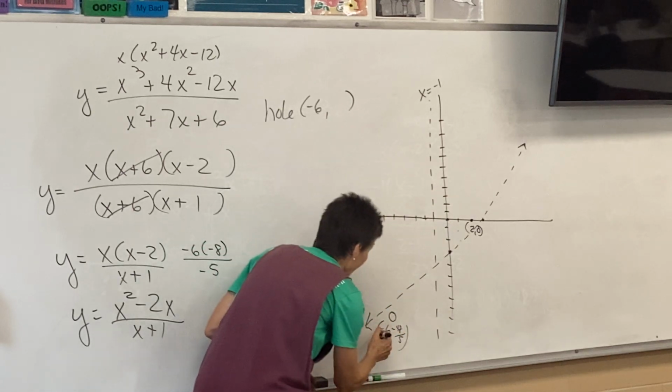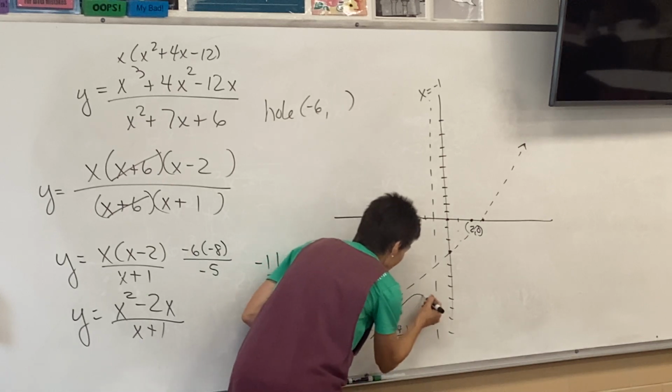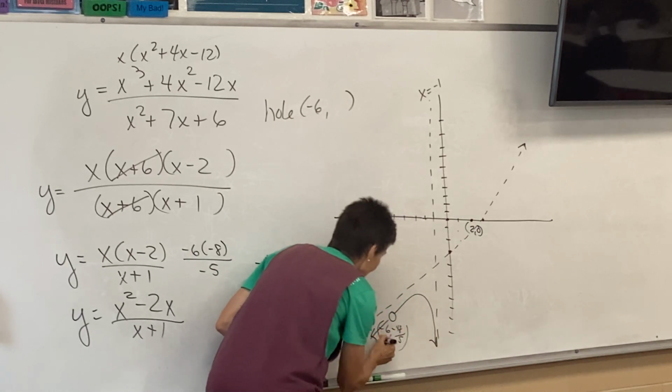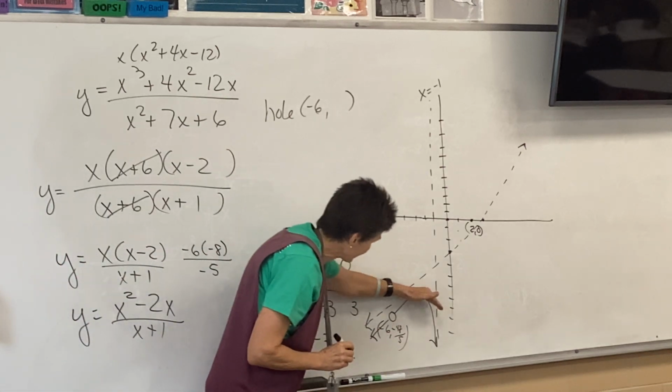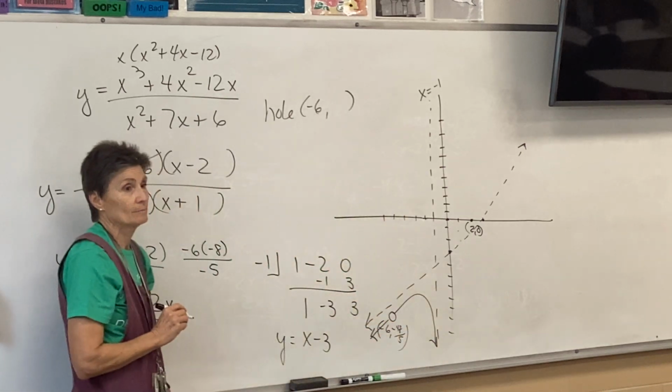So what's it look like? I don't know. That's some kind of weird shape, but it has to follow its asymptotes. So it comes up and goes down.